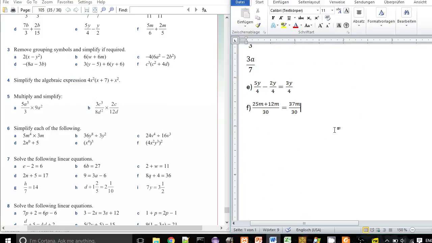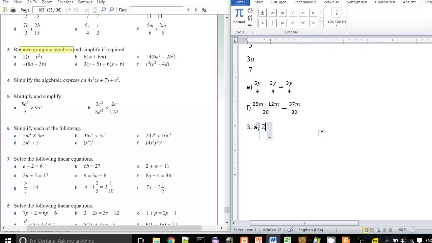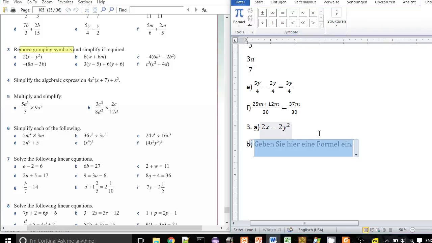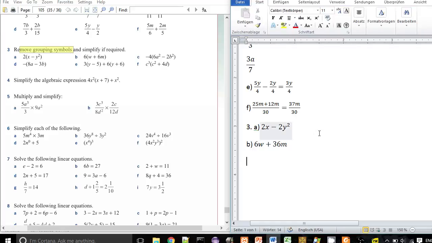Okay, let's keep going. Question 3. Okay, so I don't know why they say remove grouping symbols. It just means expand. So let's see, that one's easy. It's just 2x minus 2y squared. Okay, maybe I'll just go through really quickly, do them. 6w plus 36m. That's it.